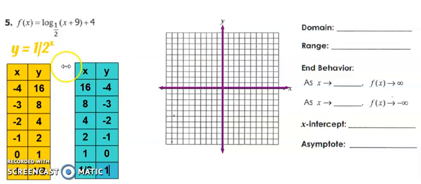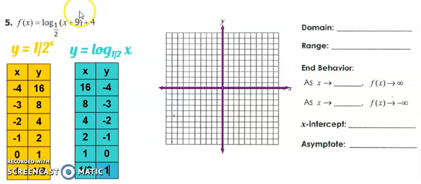So remember, all I did was take this table of values and swap the x and y's, because that's what an inverse is, swapping your x and y's. Now keep in mind that this table represents log base 1/2 of x, and that's not what I want to graph. I want to graph log base 1/2 of (x plus 9) plus 4. So I have to incorporate these transformations here.